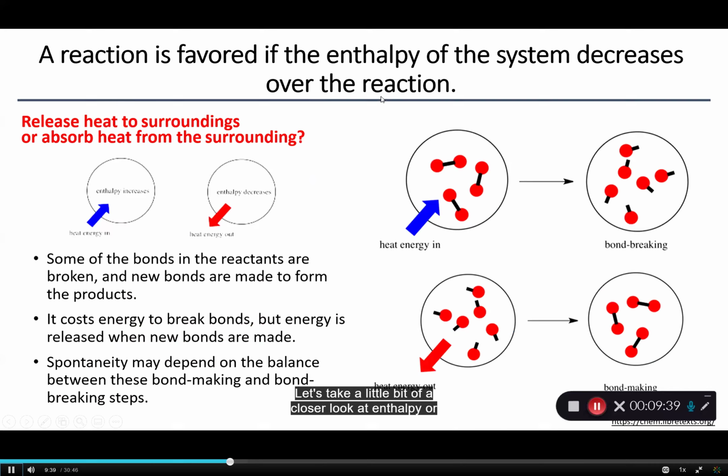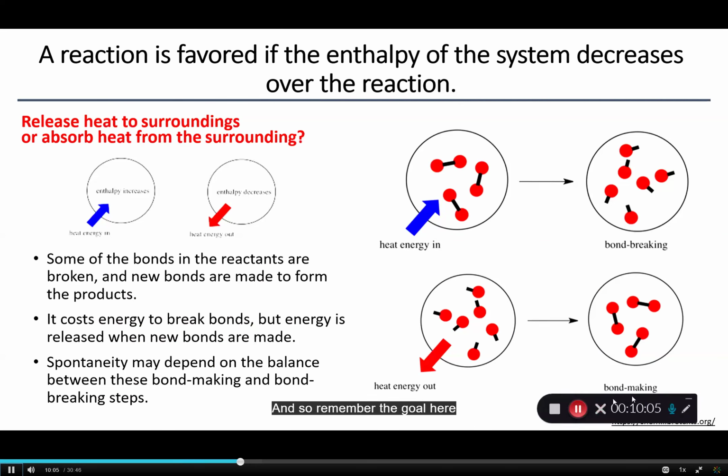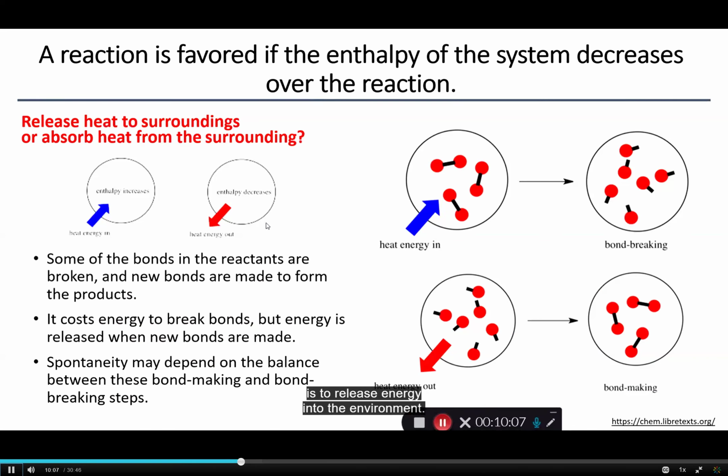Let's take a closer look at enthalpy, or this idea of releasing heat into the surrounding environment. So again, will a biochemical reaction release heat into its surroundings or absorb heat from the surroundings? If energy is going into a system, then enthalpy increases. If energy is going out of the system and being released, then enthalpy decreases. And so remember, the goal here is to release energy into the environment. So this reaction here would be favorable.